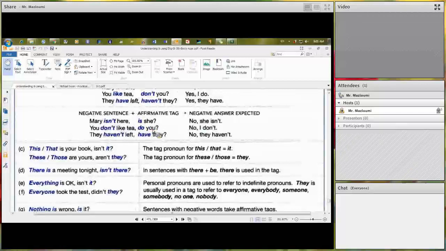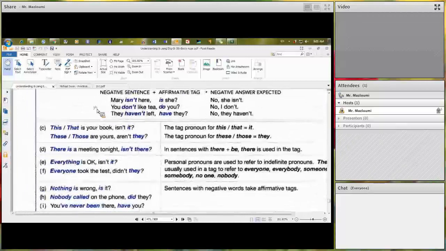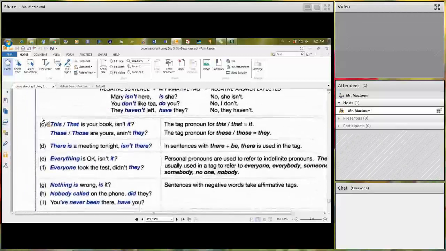And some negative examples. Mary isn't here, is she? Negative, positive tag. You don't like tea, do you? They haven't left, have they?